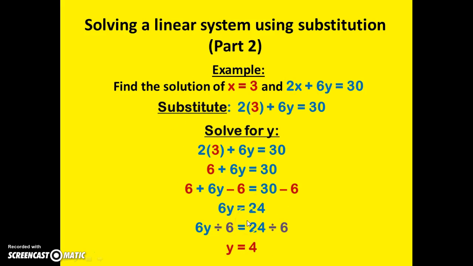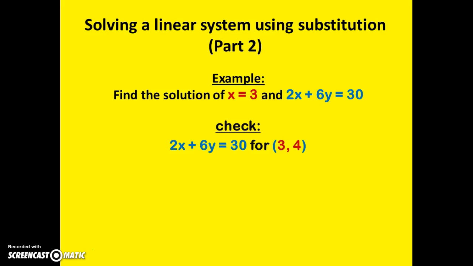Notice in this particular problem, we didn't have to distribute. There was nothing in the beginning here that we needed to distribute because it was just one number, 2 times 3. So as we said when we were planning this, sometimes you don't need to use the distributive property. This is one of those cases. So let's check. That's the final thing we had to do.